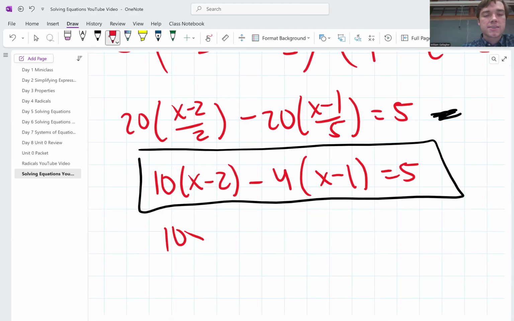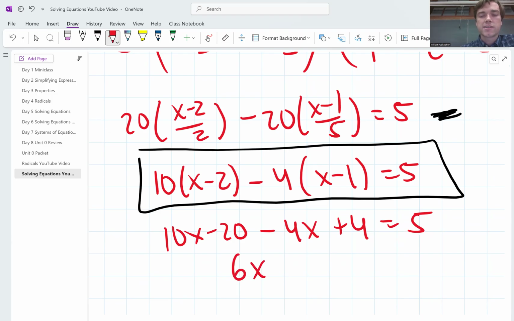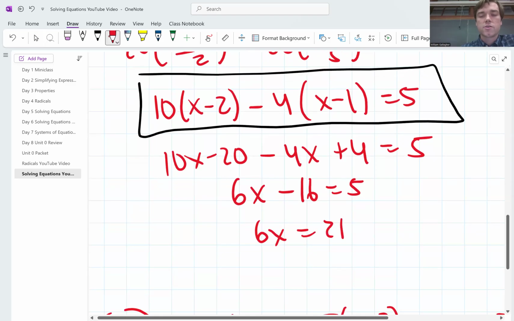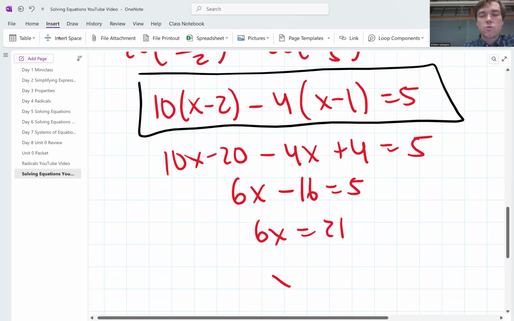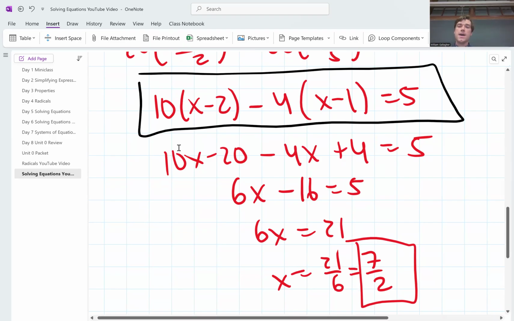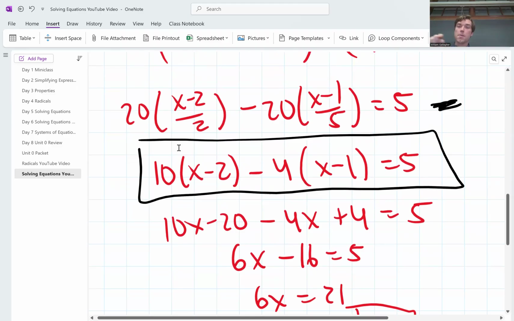And we're going to get 10x minus 20 minus 4x plus 4, right? Negative 4 times negative 1. And then I'm going to combine like terms. So 6x minus 16 equals 5. I'm going to add 16 to both sides. 6x is 21. So x is going to be 21 over 6. I said improper fractions are great, but we're not done yet. We need to make sure they're in simplest form. So 3 divides 21 and 6, so I get 7 halves. If you want to write that as 3.5, you're welcome to, but 7 halves is the answer as an improper fraction. Again, the takeaway here is you want to write down the step that I boxed so you don't forget, so you make sure that you distribute the negative.